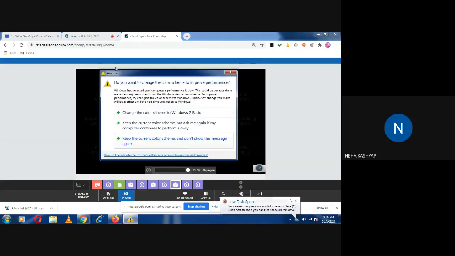Neha, when did we start this DNA structure? Can you tell me the date? Ma'am, just a minute, I'm checking it. Just turn the page and tell me which day we started with the DNA.